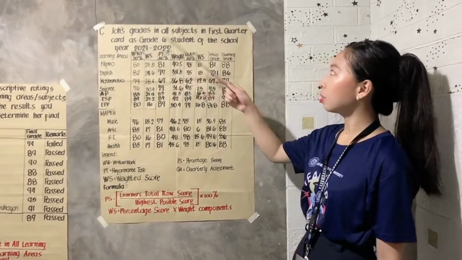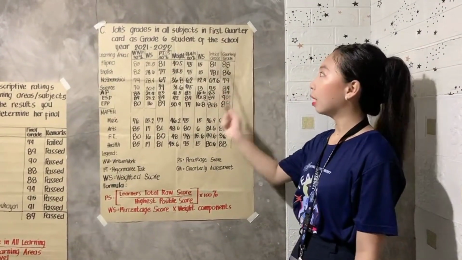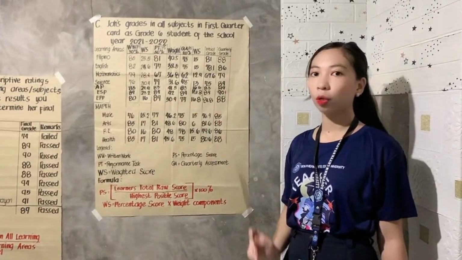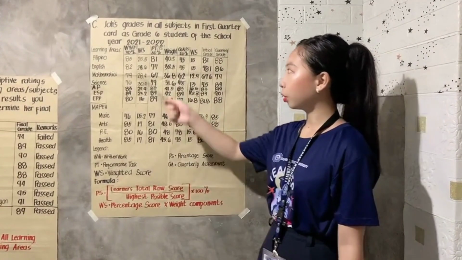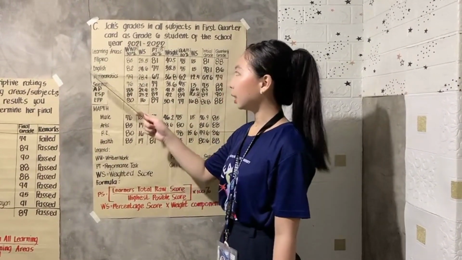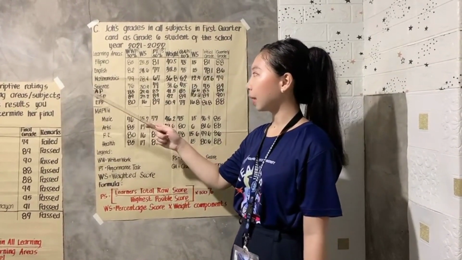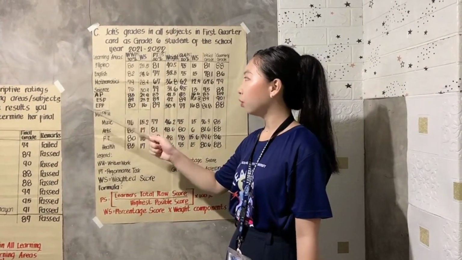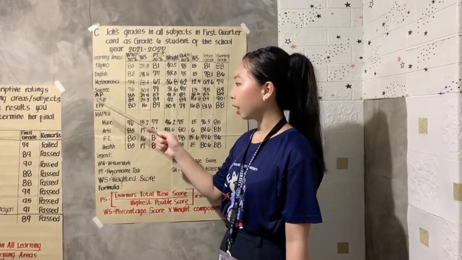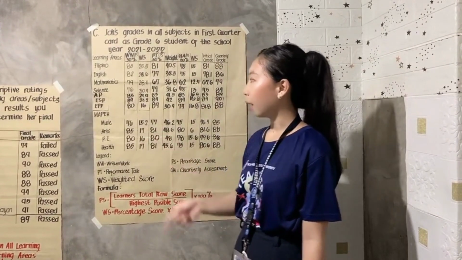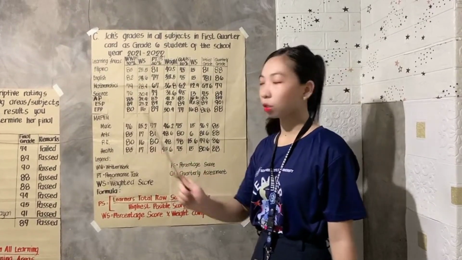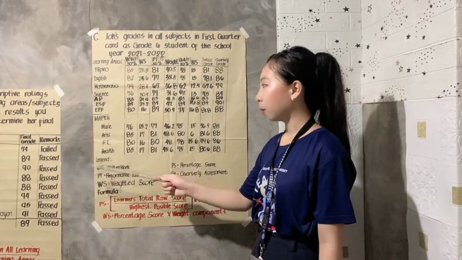John's grades in all subjects in the first quarter card as a grade 6 student of the school year 2021-2022. The learning areas are composed of subjects such as Filipino, English, Mathematics, Science, Araling Panlipunan, Edukasyon sa Pagpapakatao, Edukasyong Pantahanan at Pangkabuhayan, and MAPE. The MAPE has different learning areas, which are music, arts, PE, and health.